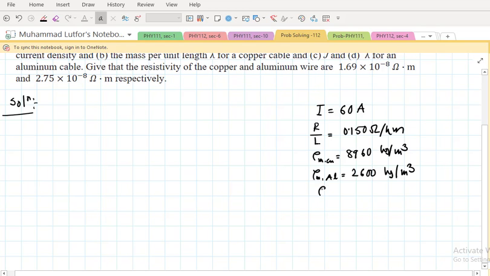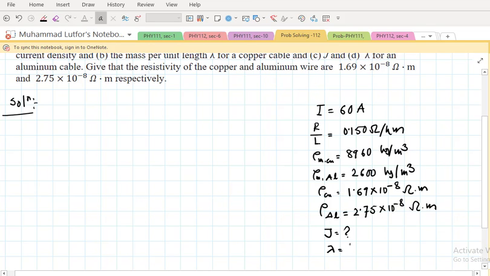And the resistivity of the copper wire is 1.69 into 10 to the minus 8 ohm meter, and the resistivity for the aluminum wire is 2.75 into 10 to the minus 8 ohm meter. Now we have to find out the current density, which is J, and also the mass per unit length, which is expressed by lambda.